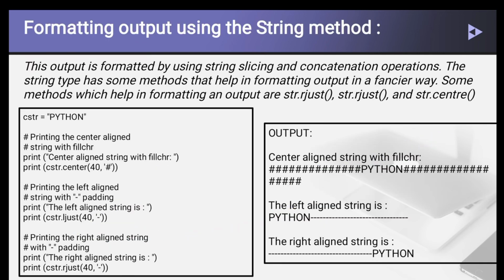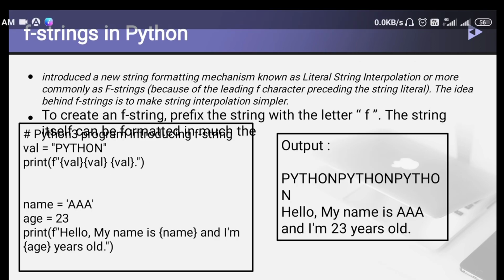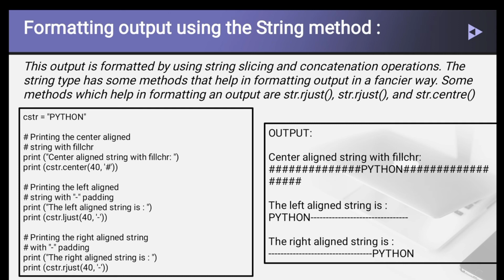Formatting strings using string methods. There are certain string methods in Python by which we can also format strings the way we want. This output is formatted by using string slicing and concatenation operators. The string type has some methods that help in formatting output in a fancier way. Some methods which help in formatting output are str.rjust, str.ljust, and str.center. See, this is an example.